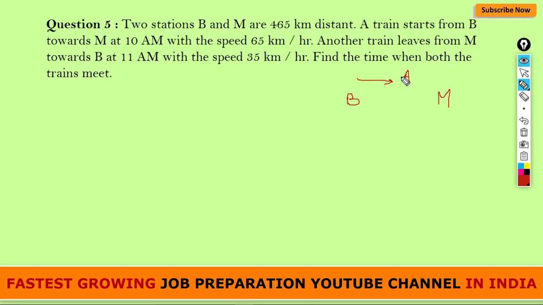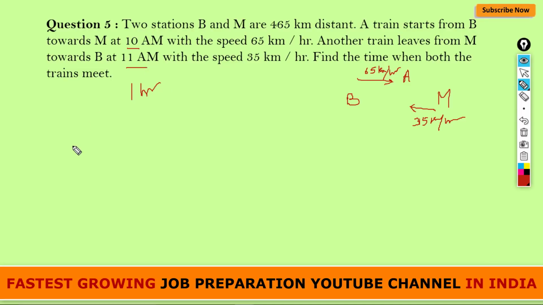This is a very traditional question. This comes in nearly all kinds of competitive examinations also. So try to understand it very thoroughly. You can see I have made a small pictorial diagram for you to understand. The train leaving from B leaves an hour earlier than the train that leaves from M. You can see 10 a.m. and 11 a.m., the difference is 1 hour.